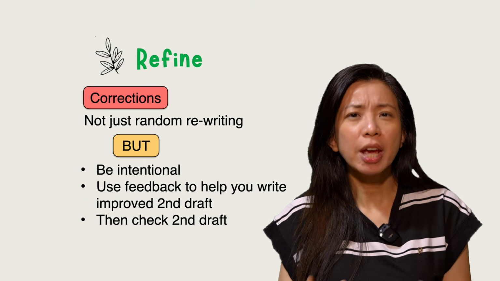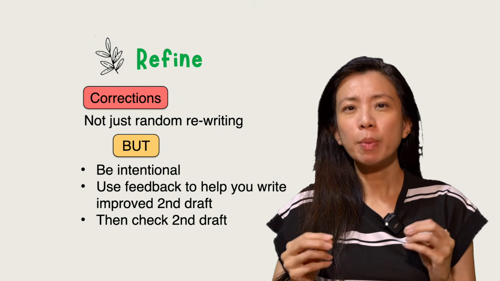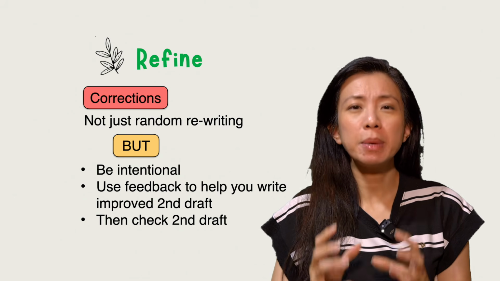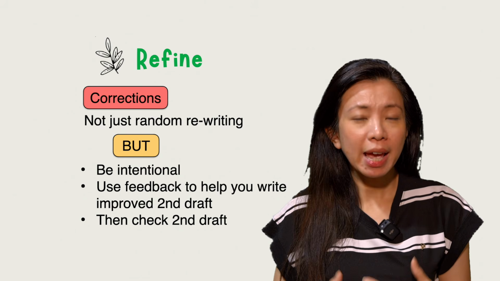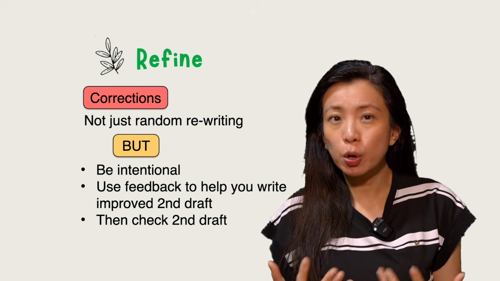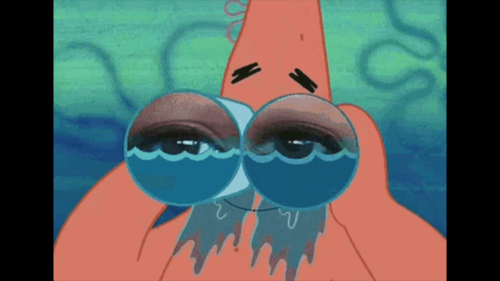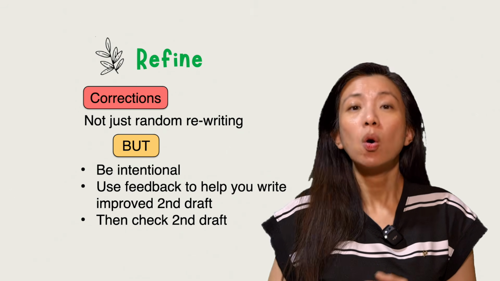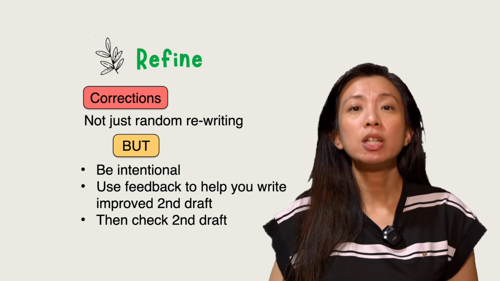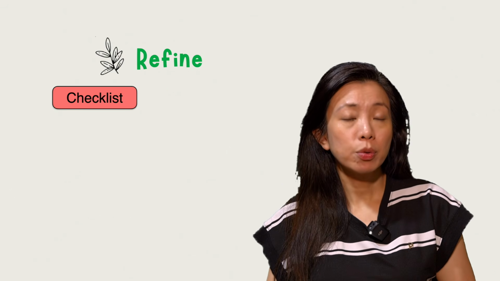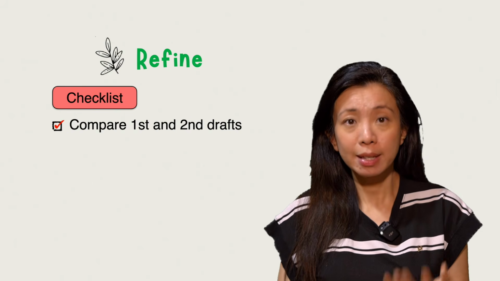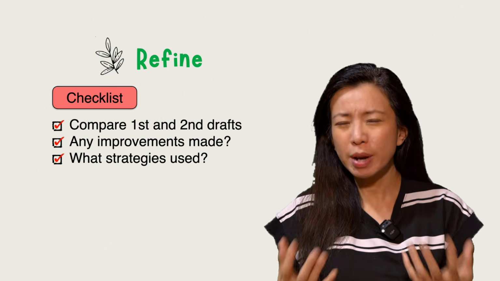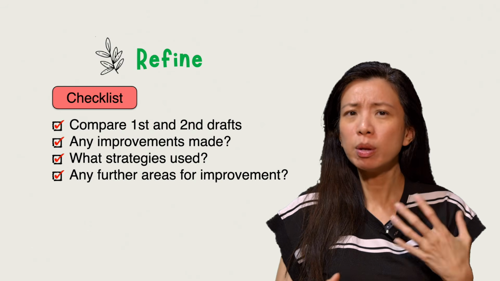Don't immediately check your work after writing, as you might overlook mistakes or areas for improvement because you're too familiar with the content. Taking a break actually allows you to kind of clear your mind, and then you can come back to your work with fresh eyes again. So this will make it easier to spot errors or identify places where your writing could be improved. Now, as you check through your work, compare your first and second drafts. Think about what are the improvements that you've made, what strategies you applied, and can you improve it further?